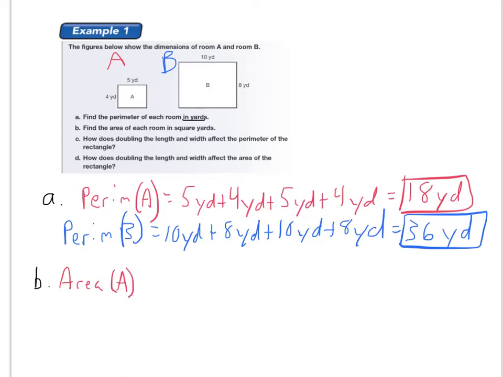Okay, letter A had 2 parts. We wanted to find the perimeter of each room, so I made sure I knew that this was the perimeter of A when I solved that, and this was the perimeter of B when I solved it. Make sure you make that distinction so that we know which shape is which, okay, as we go through problems like these.